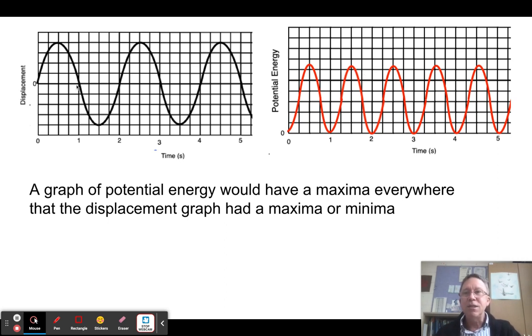And at this point here, at 1 second, I'm passing the equilibrium. There's no spring force. There's no spring potential energy. So the energy goes to 0 at time 1. All right. So just remember that with these ones here, here, here, here, those are all maxima of potential energy. And then here, here, here, and here are minima.